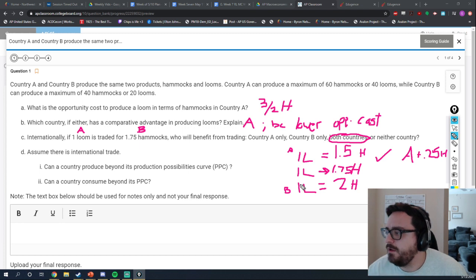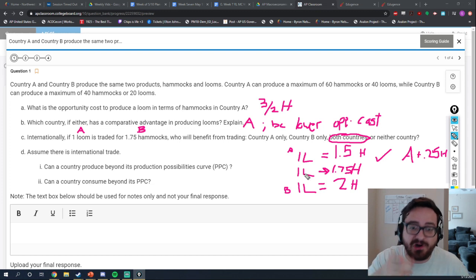So, for 1 loom and 2 hammocks, what's the deal? How do we figure this part out? Isn't this worse for them? Wouldn't this be worse because they're getting less hammocks? No, because look, they were the ones giving up the hammocks, so we've got to read this the other way. In order to get 1 loom, they used to have to give up 2 hammocks, but now they're giving 1.75 hammocks for 1 loom. Used to give up 2 for 1, now they're giving up 1.75 for 1. That is also good.